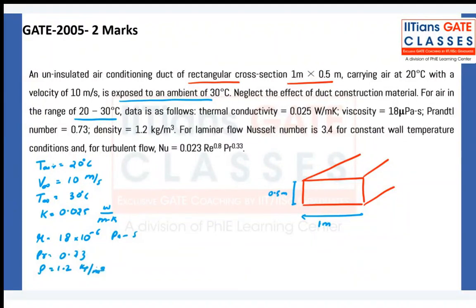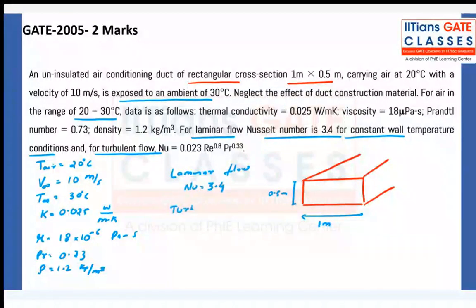For laminar flow, Nusselt number is 3.4 for constant wall temperature conditions, and for turbulent flow it is given. So you see they have given this data: if it is a laminar flow, then Nusselt number is constant 3.4. If it is turbulent flow, then Nusselt number is 0.023 Reynolds number to the power 0.8, Prandtl number to the power 0.33. So this is given in the question.